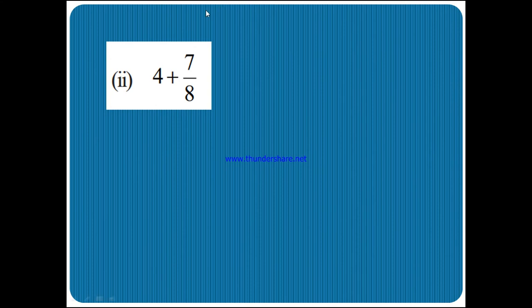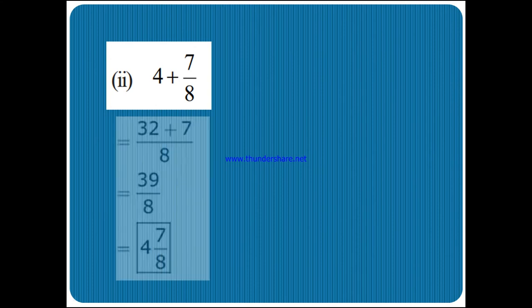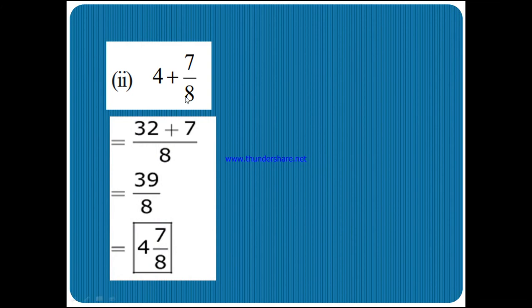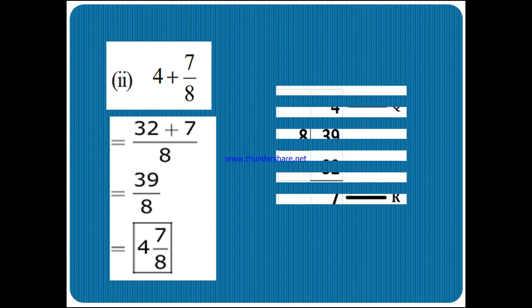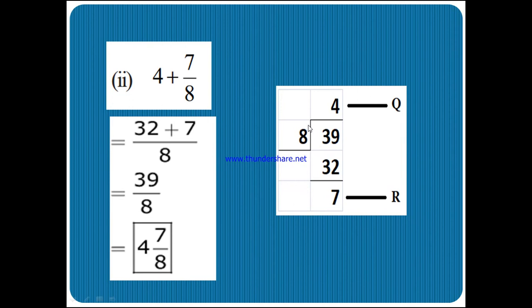So again, how do you do it? Take the denominator 8, copy down. Then 8 fours are 32. Here plus is coming, plus 7. That's all. 8 fours are 32, 32 plus 7, 39 by 8. So again, this 39 by 8 is an improper fraction. So let's divide 39 divided by 8.